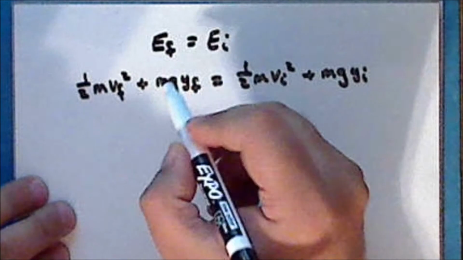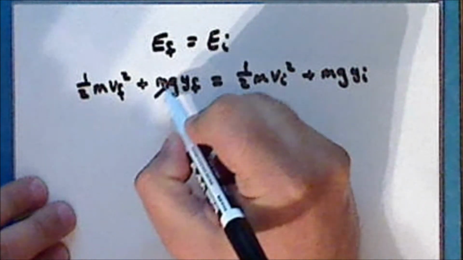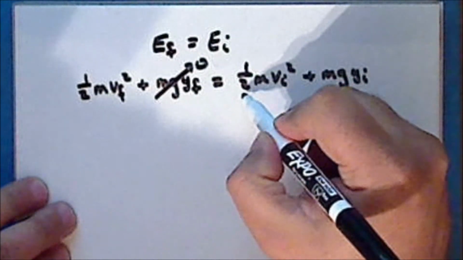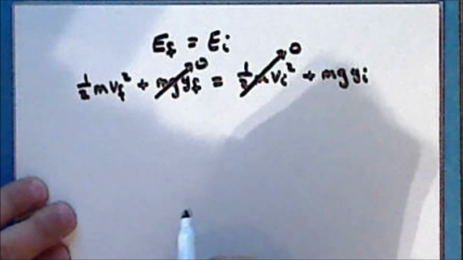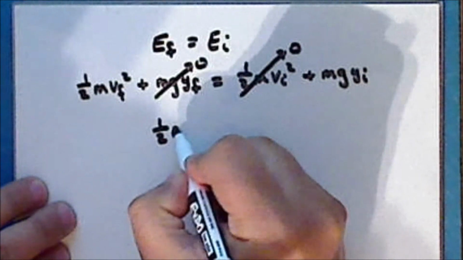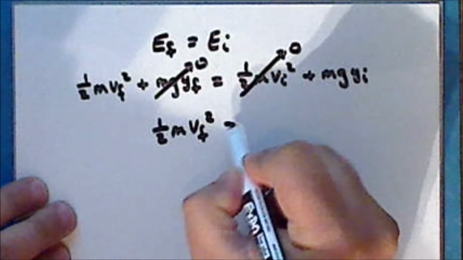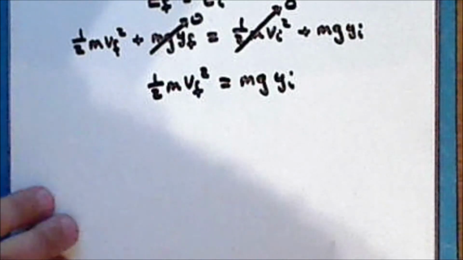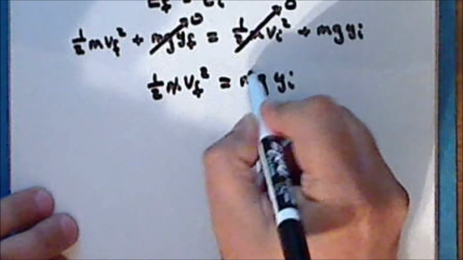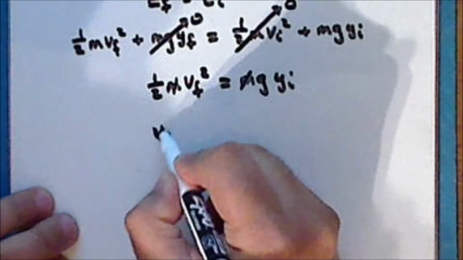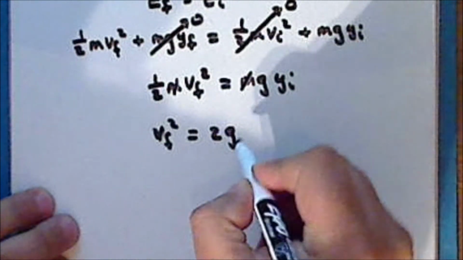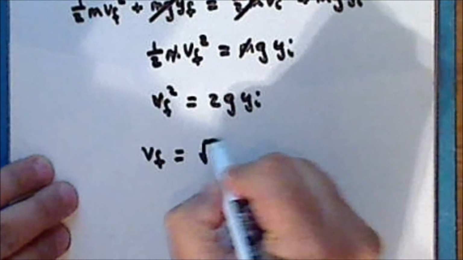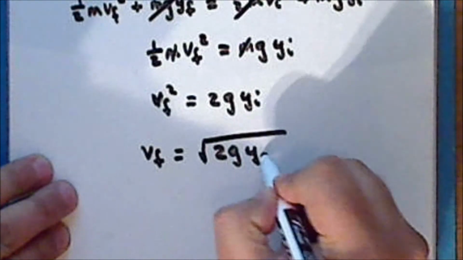Now when the object returns to its initial launch position, its final y position is 0. And when the object is at its maximum height, it has 0 speed. So we have a simplified equation. 1/2 the mass times the square of the final speed is equal to the mass times the acceleration due to gravity times the initial y position. Once again, the mass cancels on both sides, and we have that the square of the final speed is 2 times the acceleration due to gravity times the initial height, so that the final speed is the square root of 2 times the acceleration due to gravity times the initial height.